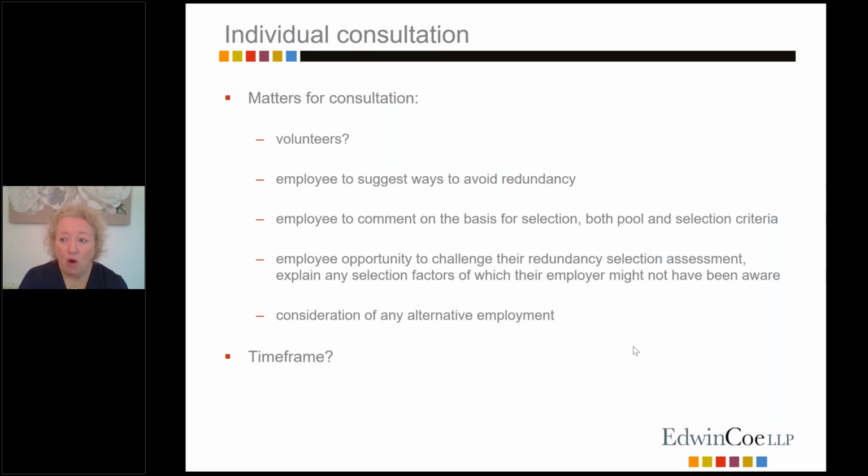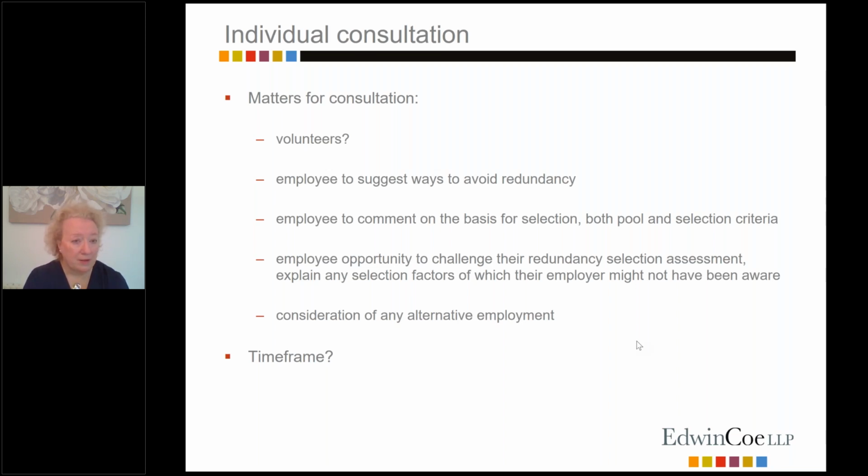Now, the next one is about commenting on the selection pool and the selection criteria. If you are an employer that recognises a union, there may be a recognition agreement which impacts on selection pools and selection criteria, and that will need to be taken into account at the outset. But if you don't have unions, then you should involve the employees, at least to some extent, in the selection pool and selection criteria. At least you need to tell them which selection pools they're in, and also what the selection criteria are, ideally before you apply them to them.